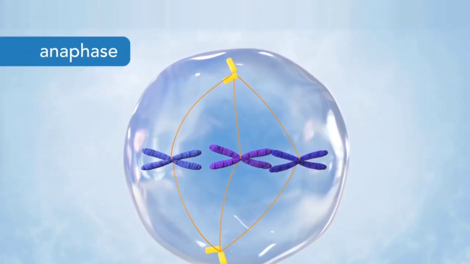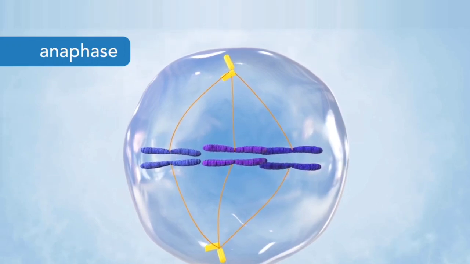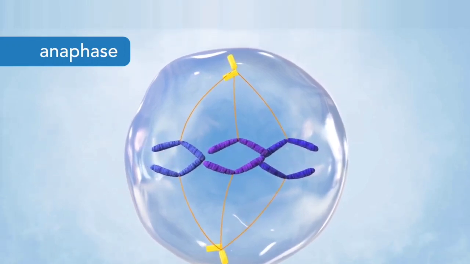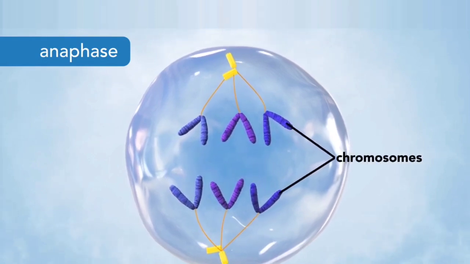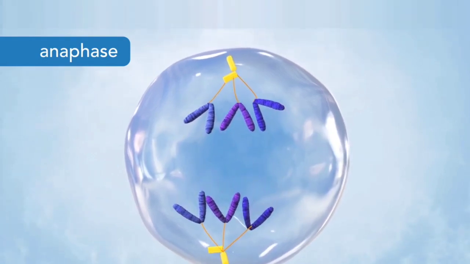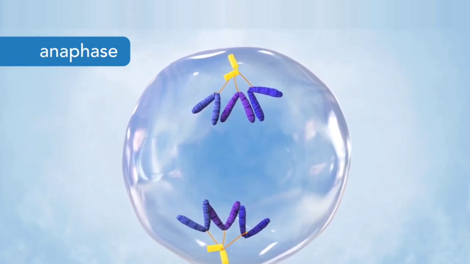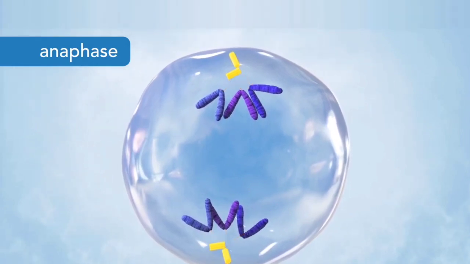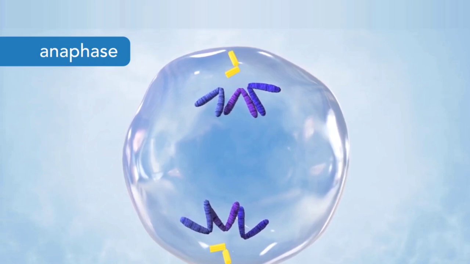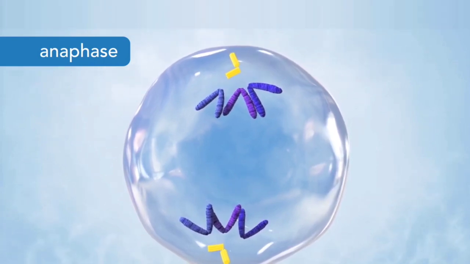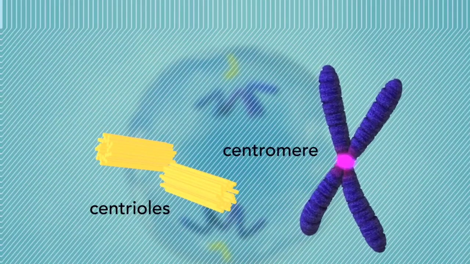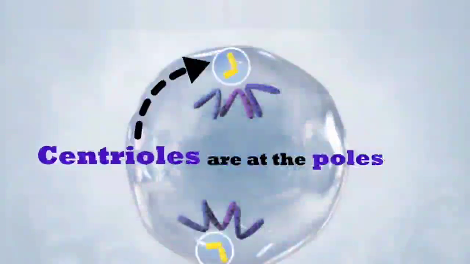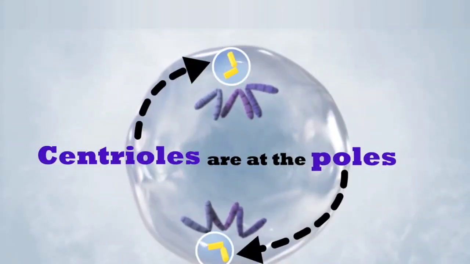During anaphase, spindle fibers separate the sister chromatids at their centromere. Once separated from each other, each chromatid is called a chromosome. The single-stranded chromosomes form a V shape as the spindle fibers shorten and drag them through the gel-like cytoplasm. The chromosomes move to opposite poles of the cell toward their centrioles. It's common to confuse centrioles with centromeres, which connect chromatids. Remember, centrioles are at the poles.